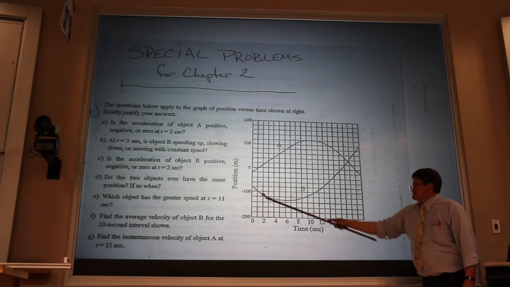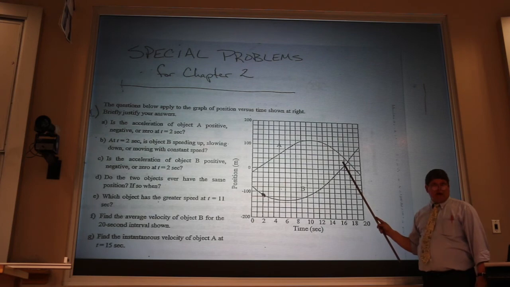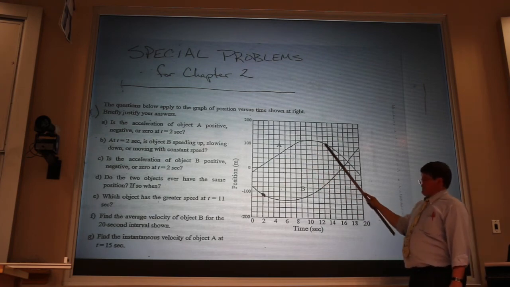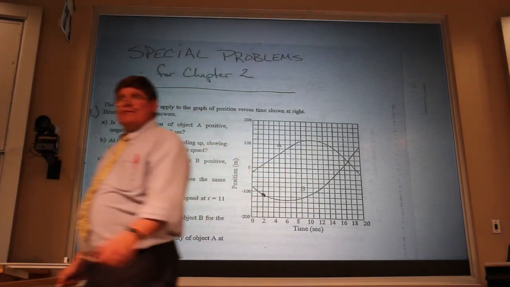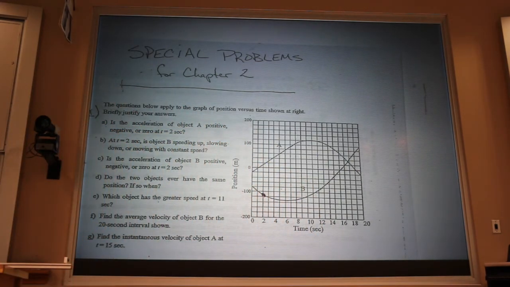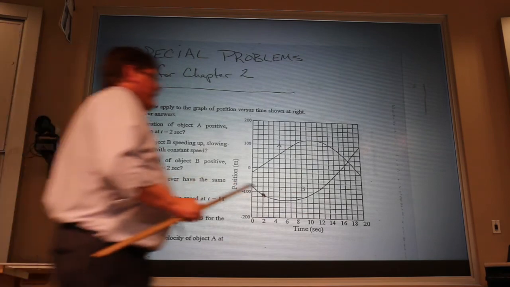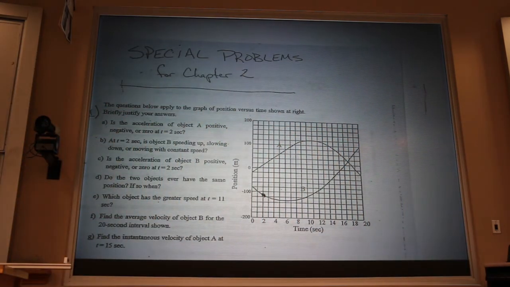Look, any part of the graph that has a smile is positive acceleration. Any part of a graph that has a frown is negative acceleration. If you chance to meet a frown, do not let it stay. Quickly turn it upside down and smile that frown away. Just something to think about. Okay? Now.